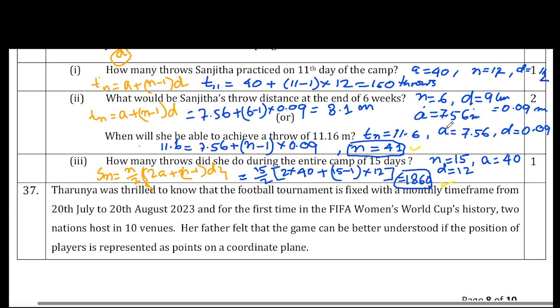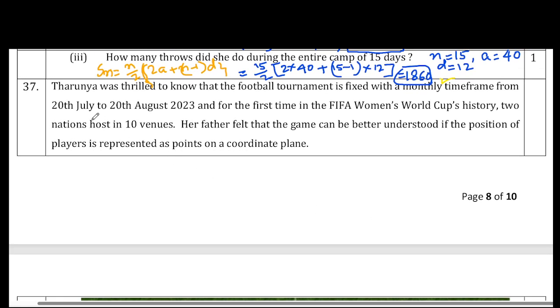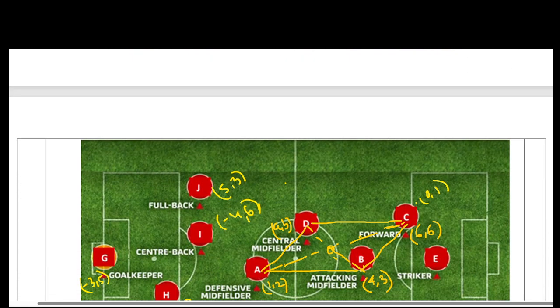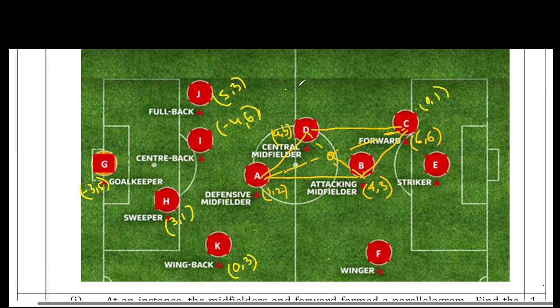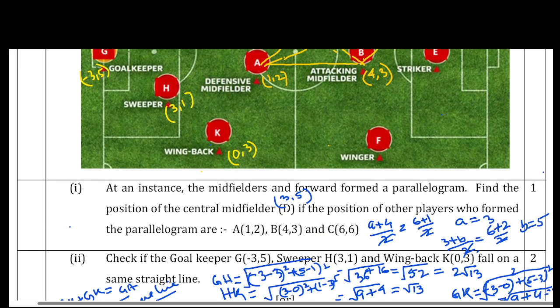See here, two questions, and here one option is given. So total 3 parts of the question. Question 37. Taranya was thrilled to know that the football tournament is fixed with a time frame, and for the first time in FIFA Women's World Cup history, there are 10 venues. Her father felt that the game can be better understood if the position of the player is known. In this case, they have given the position of the players on the playground, that is football. So on this basis, there are questions.